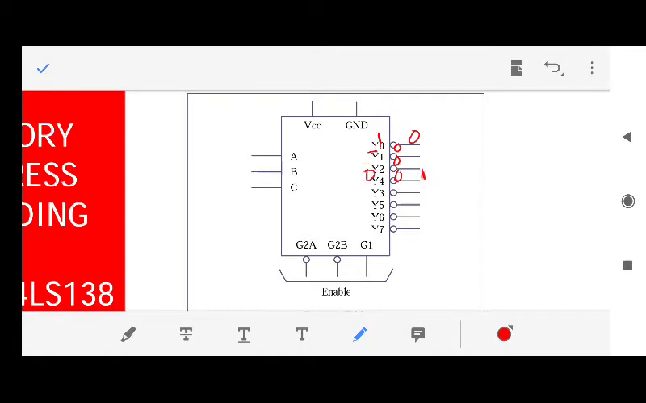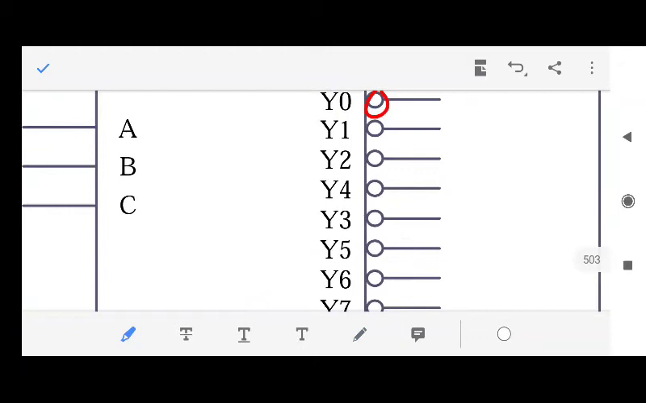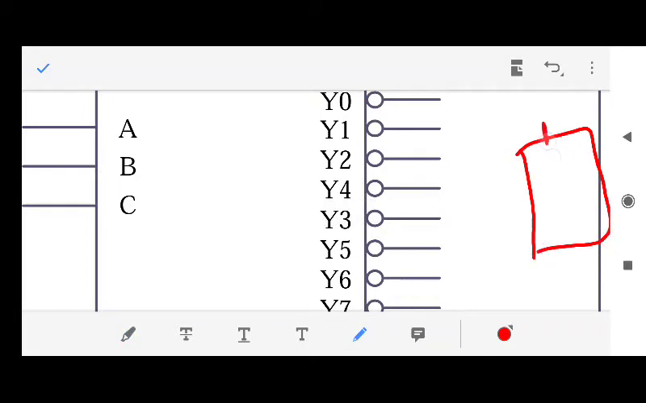Why has such an adjustment been done in this decoder? Normal decoders do not operate like this. They will not have this bubble option. But for this decoder, this option has been provided. Why? Because when we are connecting this to a memory, the chip select signal is an active low signal, so it needs a 0.